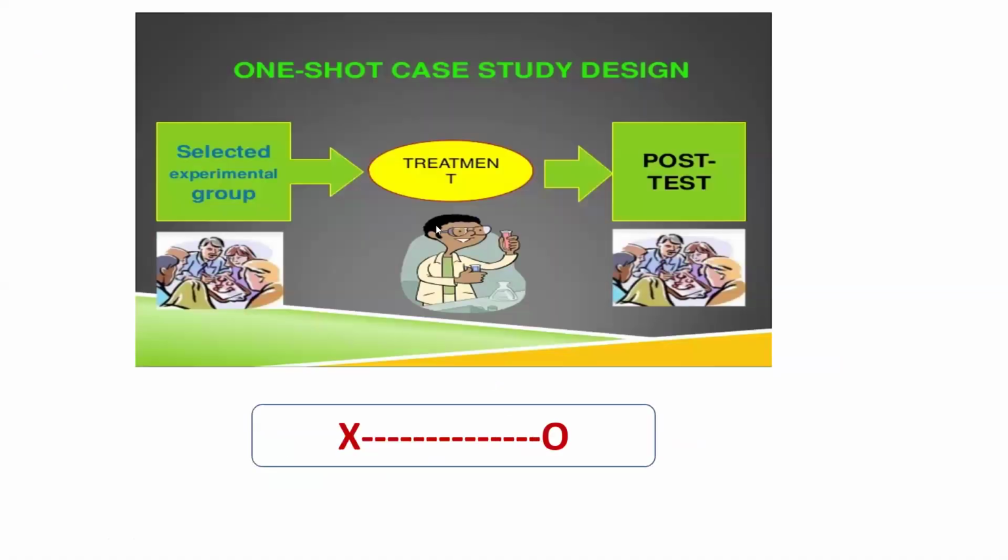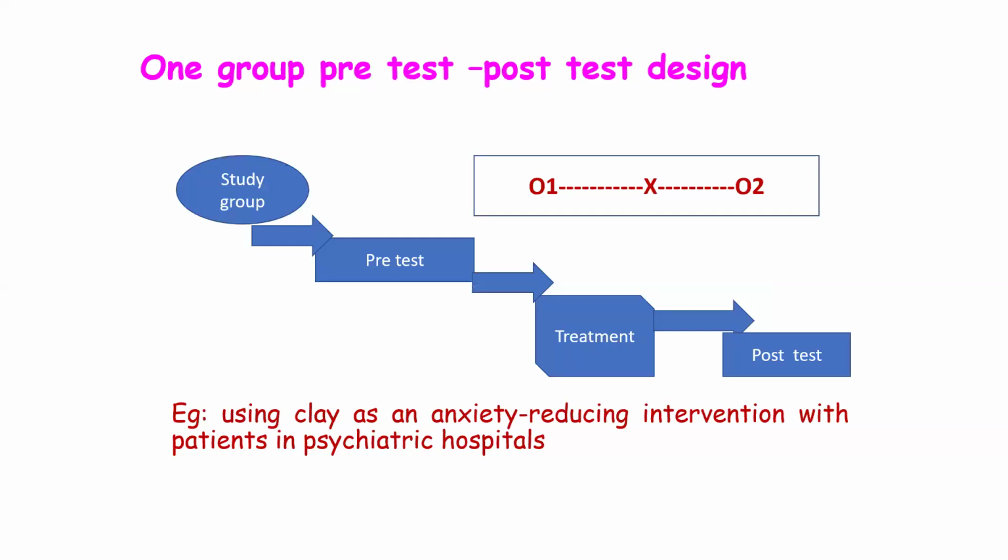So here you can just see: the experimental group, treatment is given and post-test is carried out. One shot treatment. And the one group pre-test and post-test design is also a pre-experimental design, where you have a group of study people. Pre-test will also be carried out, but no randomization. The treatment, the intervention, is given, and then the post-test.